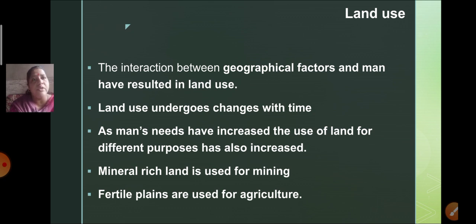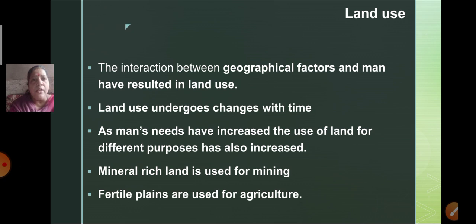Previously, in ancient times, it was just for hunting. Then, for people staying there, land was used only for agriculture. But as time is changing, the use of the land is also changing. As per the needs of man, the use of the land is also changing or increasing.